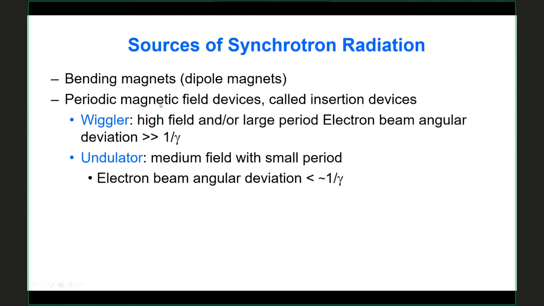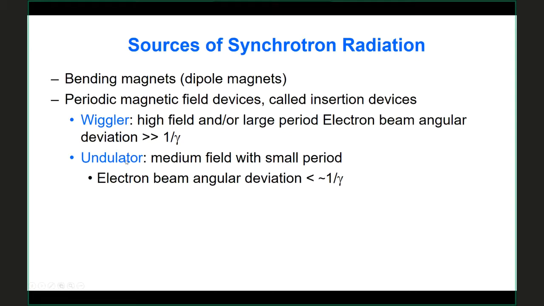And then there are periodic magnetic devices called insertion devices, of which there are 2 kinds. Wigglers have a high magnetic field or a large period, and so the electron beam undergoes an angular deviation that's significantly greater than 1 over gamma. An undulator is a very similar device, but it has a lower field and a smaller period so that the electron beam angular deviation is less than about 1 over gamma.